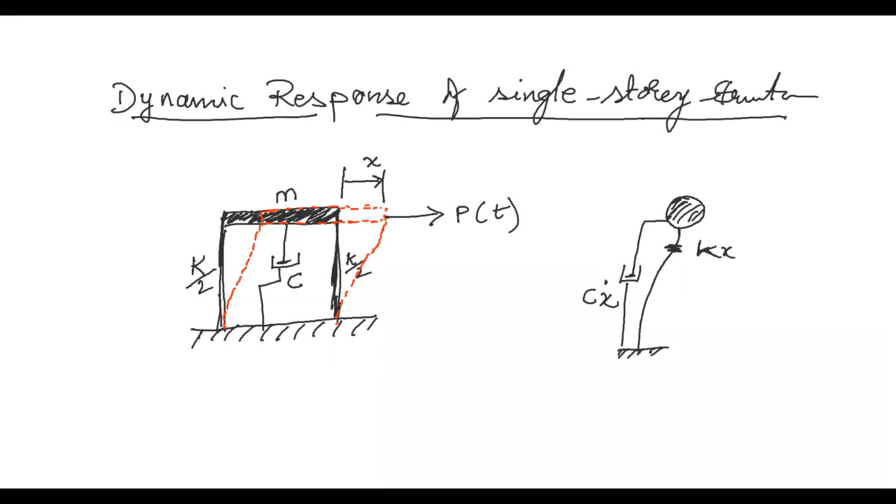The force over here is P of T, and the force opposing this external force is mass into acceleration. So this can be written as mass into acceleration plus C into X dot plus K into X equals P of T, the same equation.